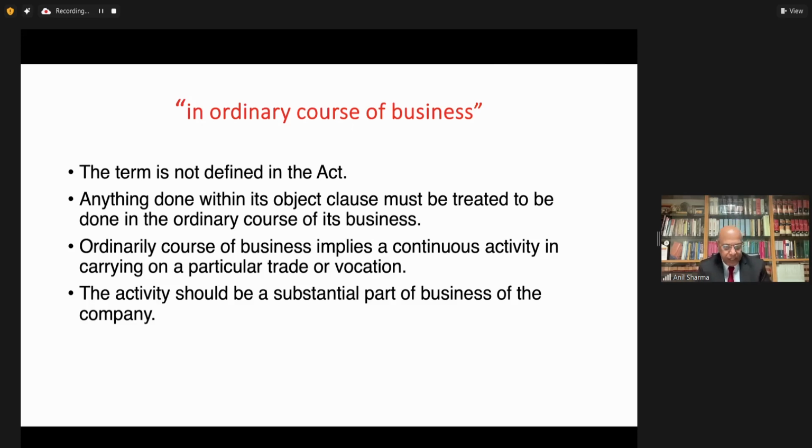Another variation came based on some case law. It says that ordinary course of business implies a continuous activity in carrying on a particular trade or vocation. So if the company is continuously carrying on that activity, it will be considered as ordinary course of business. For example, if a manufacturing company is now selling its immovable assets, can this be considered as in the ordinary course of business? Of course not. Why? Because of this definition, it is not a continuous activity in carrying on a particular trade. It's not the business of the company to sell property. So from that point of view, this has to be viewed that way.